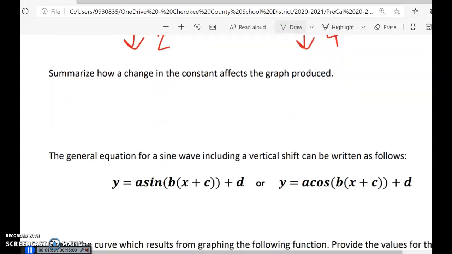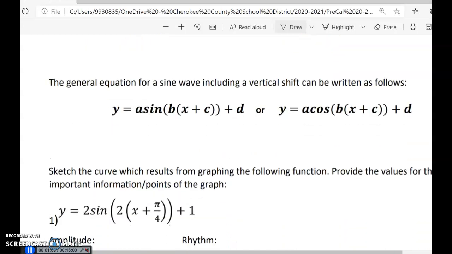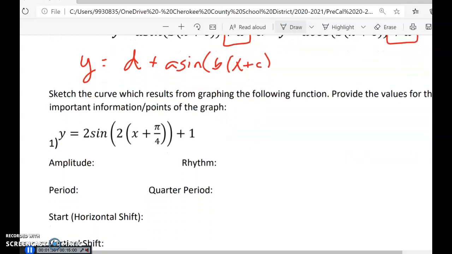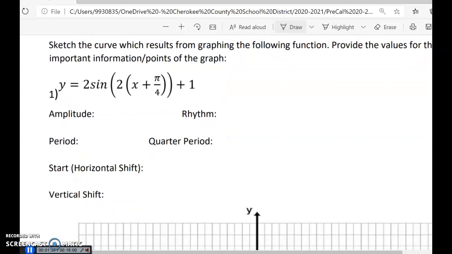All right, how does the constant change it? It basically shifts it up and down. So you're going to notice this number right out here is going to shift it up or down. Sometimes you might actually see d plus a sine of b times x plus c, where they put the shift up front, so you know where that midline is. But that's just sometimes. Okay, so let's look at this example here.